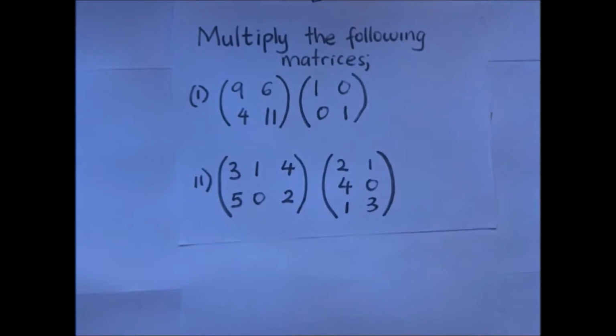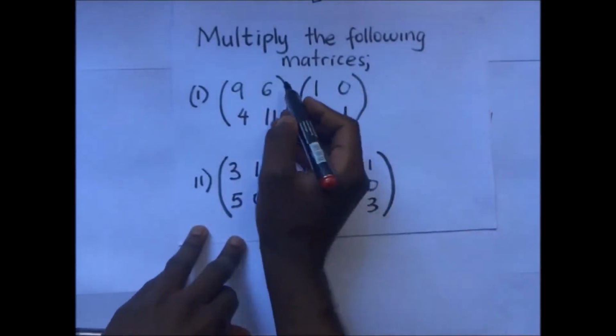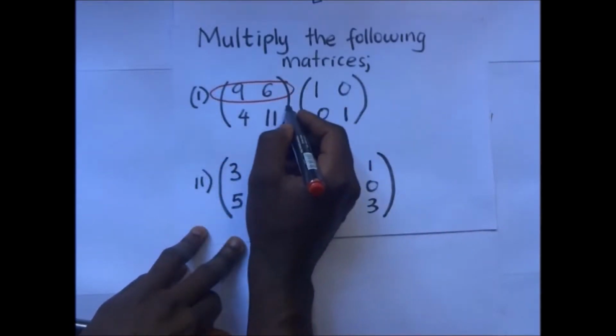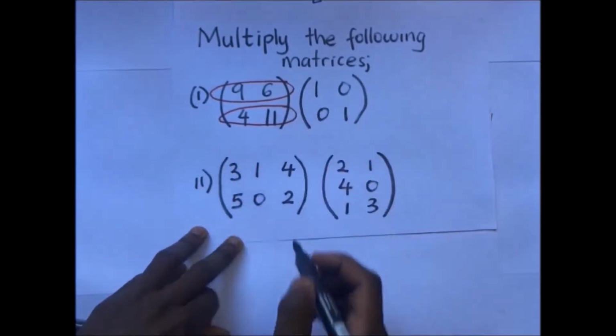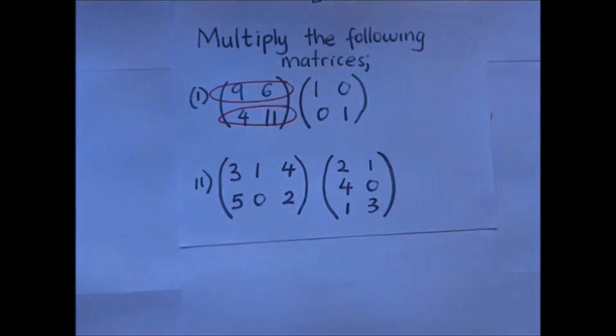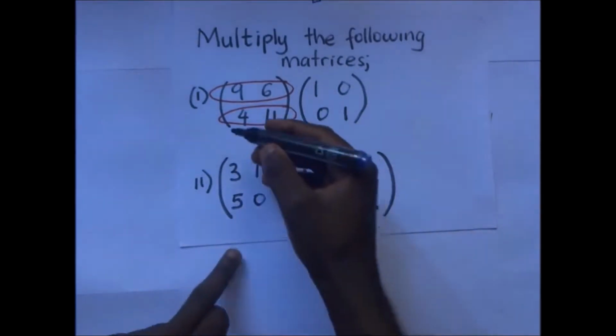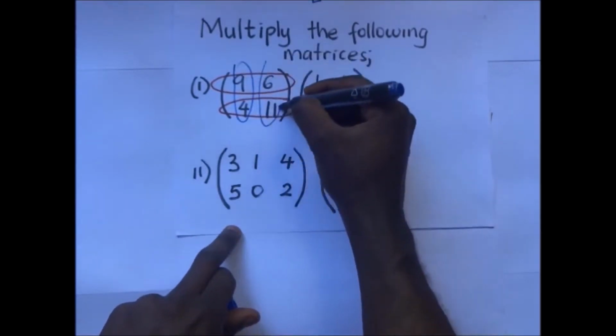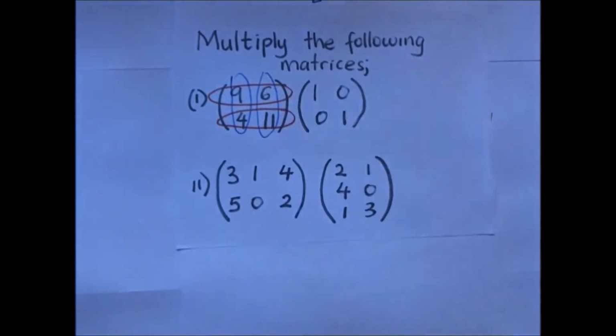Why is that so? Because in matrix multiplication, we multiply the row in the first matrix by the column in the next matrix. If we are looking at this matrix, when I talk about rows, this is what I mean. This is a row, and that is also a row. Then when I'm talking about columns, this is what I mean. This is a column, and that is also a column, like that.